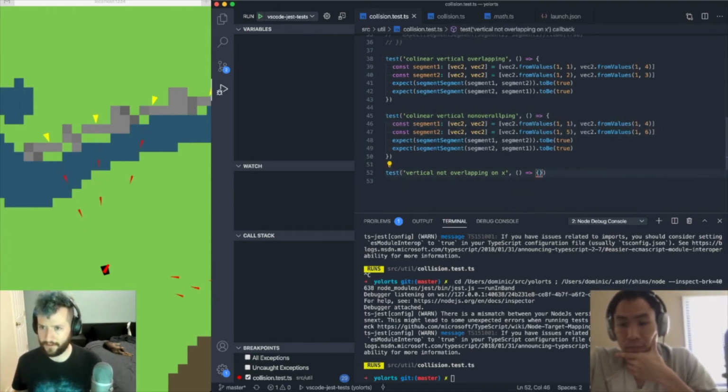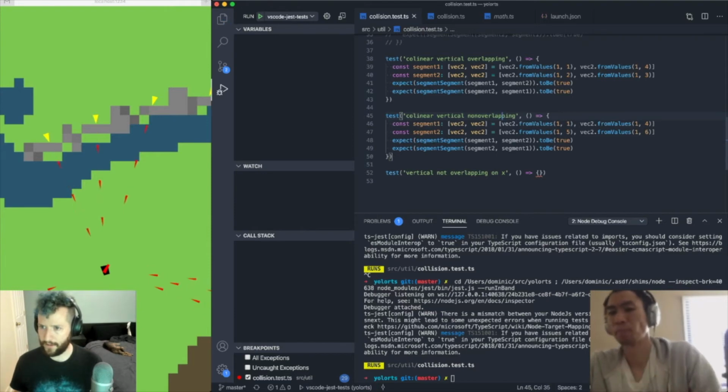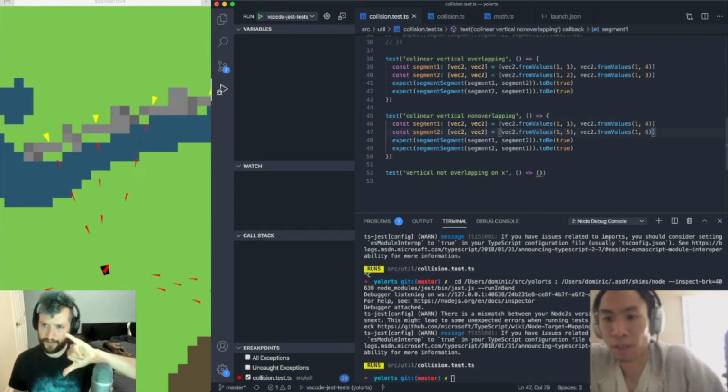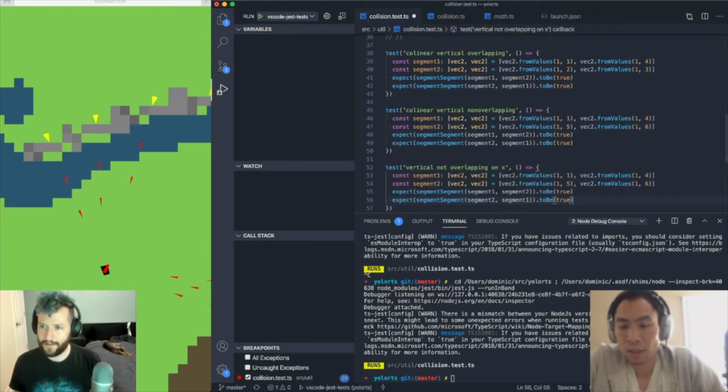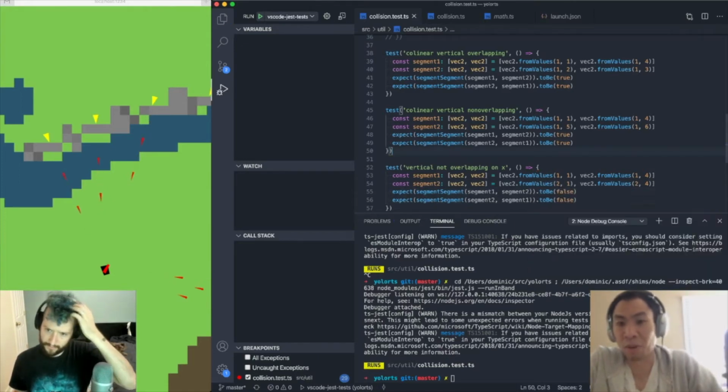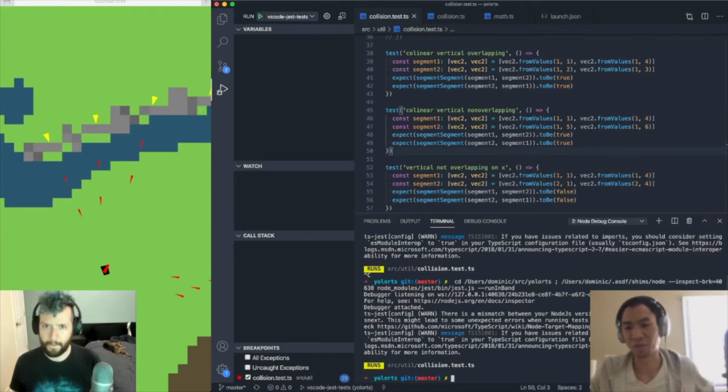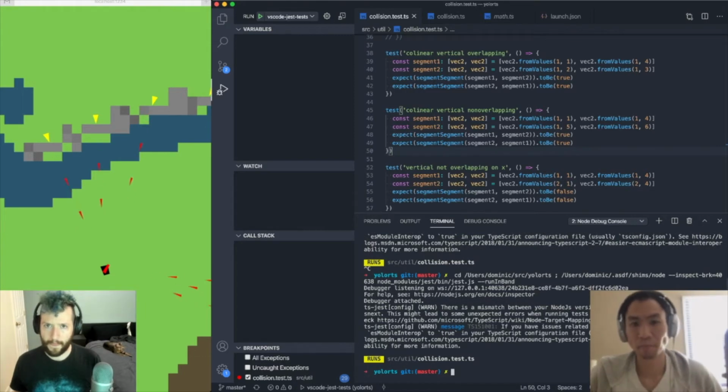non-overlapping. So the x coordinates can still be 1. We just need to monkey with the y coordinates. So the y's are 1 to 4 for one segment, 5 to 6. And then this is 1 to 4, and this can be like x is 2. That's a perfect test because they're 100% overlapping on the y-axis this time. All right, go.